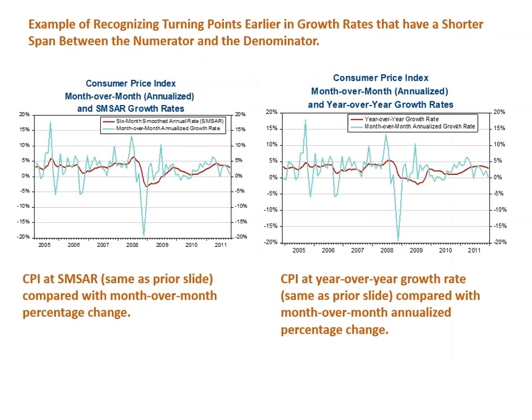Similarly, we could see that the annualized month-over-month percentage change in the CPI had highs and lows prior to either the 6-month smoothed annual rate or year-over-year CPI growth rates. However, it also shows that the month-over-month pattern of growth rates is far more volatile than either of the other two formula calculations.